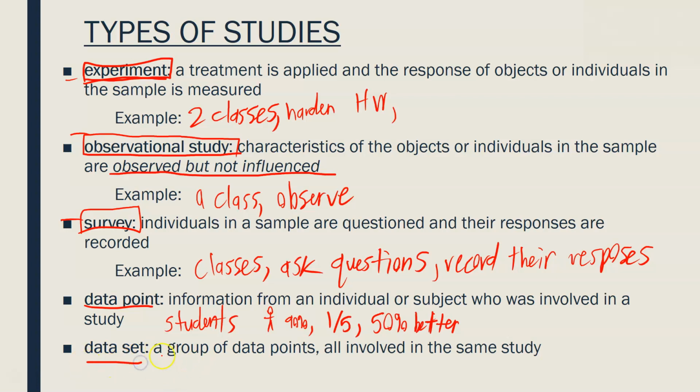Then a data set is a group of data points all involved in the same study. So I take all the information that I gathered from all the participants in my study, and that's a data set. All the information from everybody in my sample or in my study or in my experiment, my data set is the group of all of those data points.